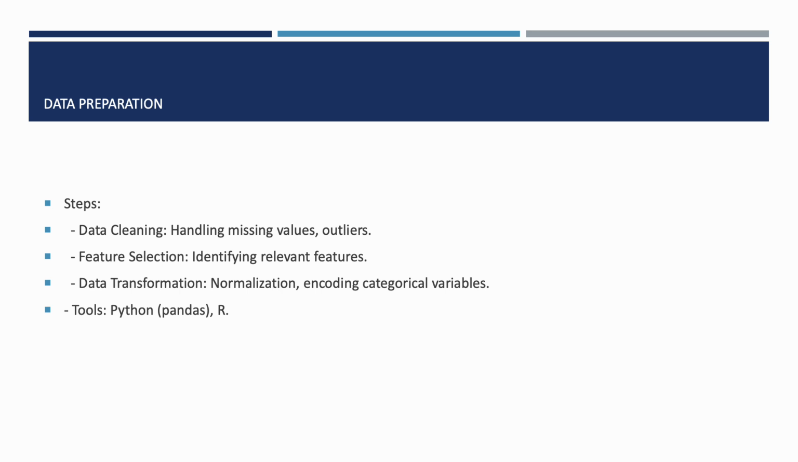This can involve strategies such as filling in missing data using statistical methods, mean or median imputation, or removing records that contain too many missing values. Outliers or extreme values that don't fit the general pattern of the data may also need to be removed or treated to prevent them from skewing the results. So that's how we can do the data cleaning.